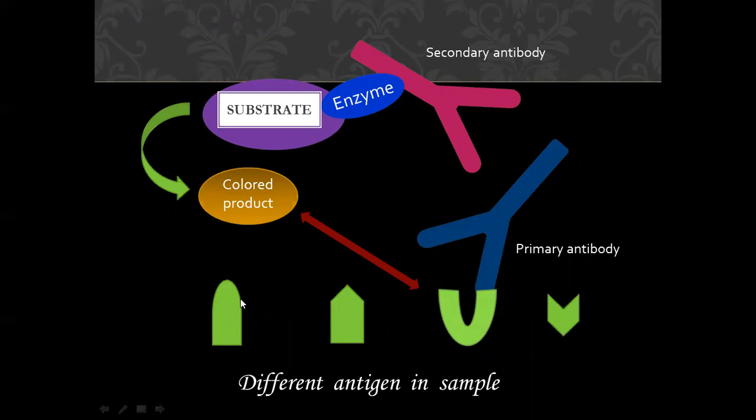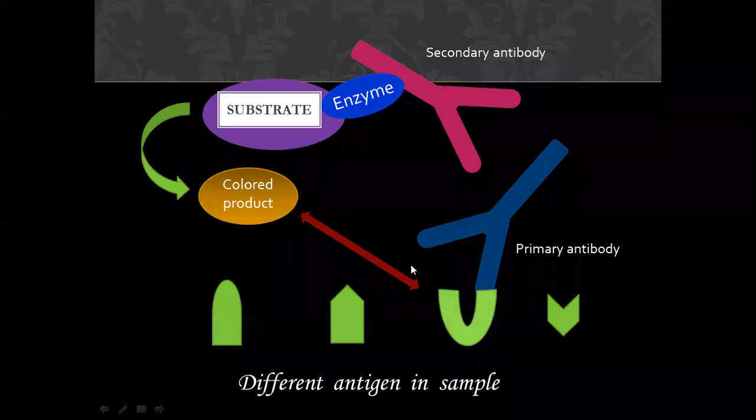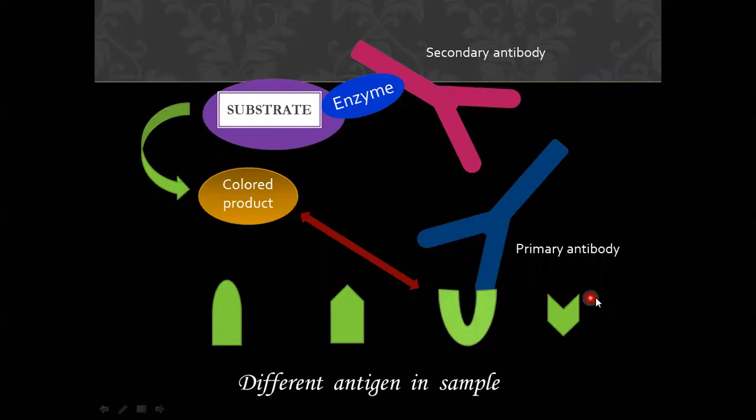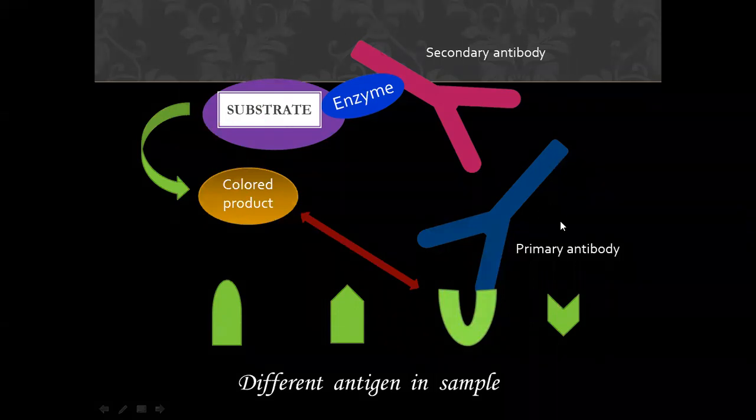For example, different antigens are kept over here, you can see. Different antibodies are kept over here, different antigens are kept over here in the sample, and different antibodies are sent for the identification of reactions. So in the example given, primary antibodies having the reaction are binding towards the antigen.